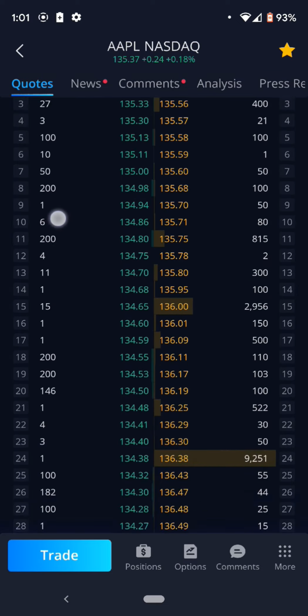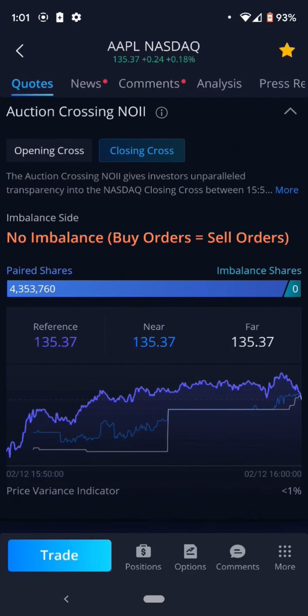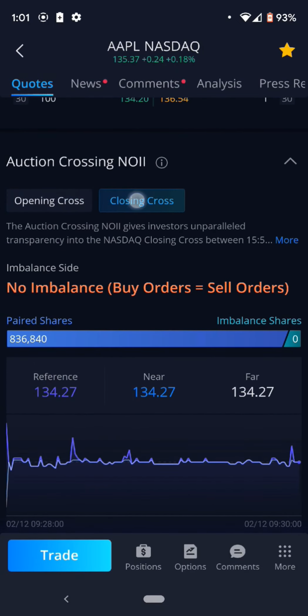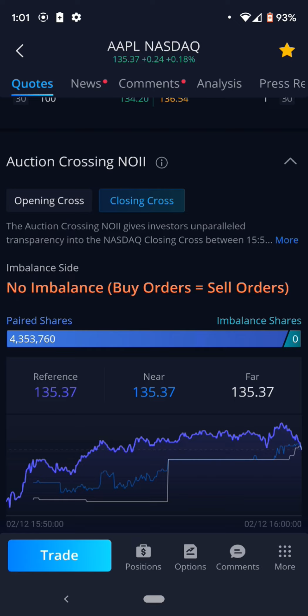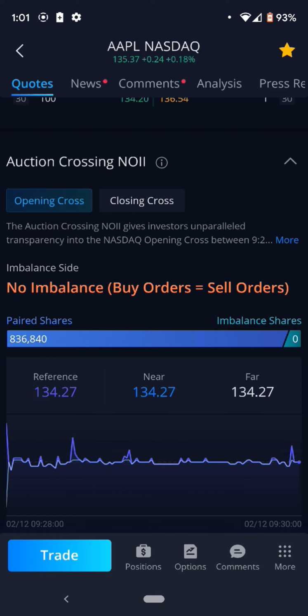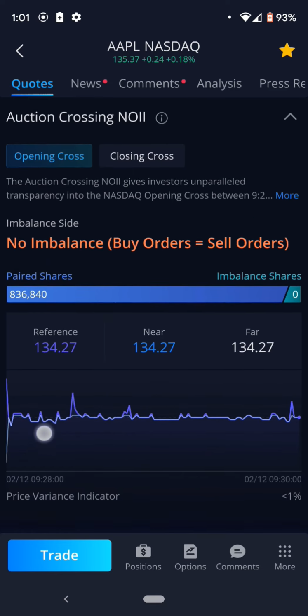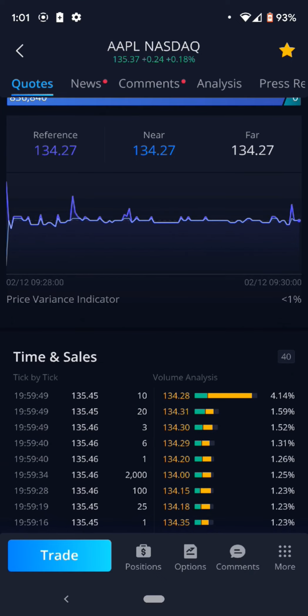you also get auction crossing, NOII, the opening and closing cross. And this is if there is an imbalance, a buy side imbalance or a sell side imbalance in the shares, it'll tell you that here. And I can post another video explaining that later, but it's good to know that.